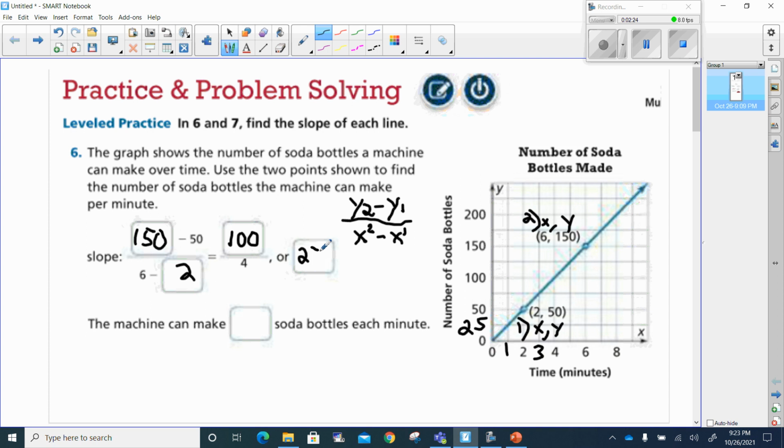And as you can see, we computed this correctly. All right, just like we said, each unit is 25. So for every 1 minute that goes by, we're going to make 25. So the machine can make 25 soda bottles each minute.